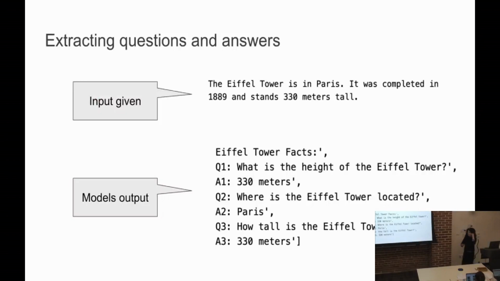So anyway, the input that I'm giving is about the Eiffel Tower. We tell it that it's in Paris, the year it was completed, and how tall it is. And then after tweaking the prompt a little bit, I actually got the questions and answers that I wanted, right?